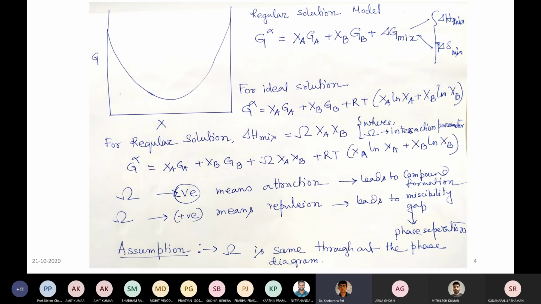So now to understand this regular solution model, it is an extension of ideal solution towards reality, but there is also a strong assumption. What is that assumption in the regular solution model? Tau, that is the interaction parameter, is the same throughout the phase diagram. If you go from the A end to the B end, where A is 100%, B is 100%, throughout the phase diagram you will be taking that the tau is the same throughout the phase diagram. This is a strong and significant assumption for the regular solution model.